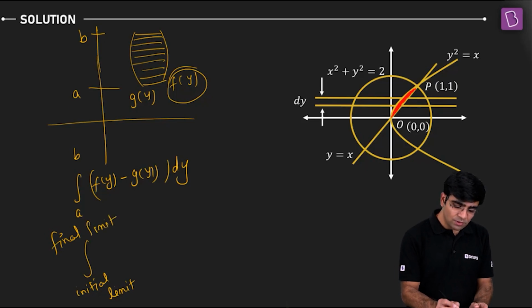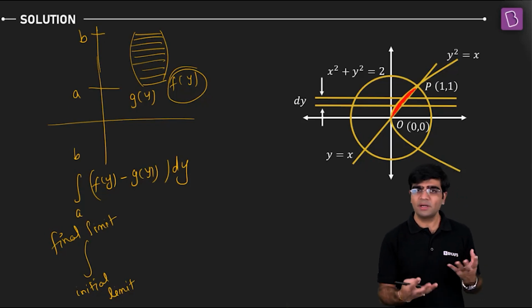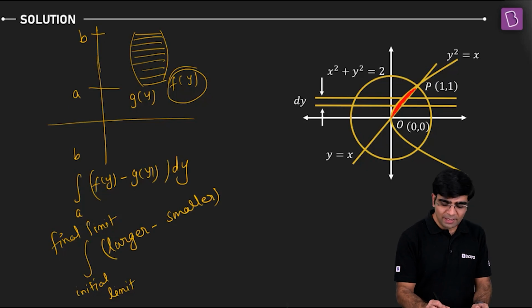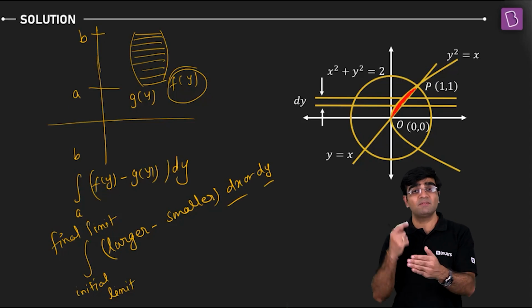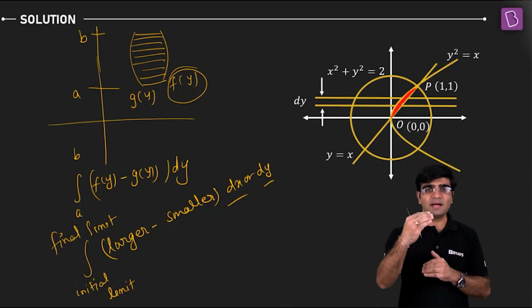Okay. So these are my initial limit and final limit, or the initial and final x or y coordinate, depending upon the situation. Then which one is larger, minus smaller, multiplied by dx or dy depending upon the situation, with respect to which axis I'm trying to calculate it. All right, it is always larger minus smaller.